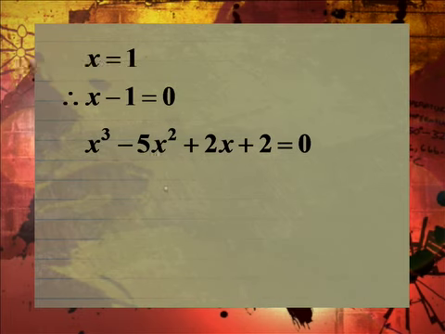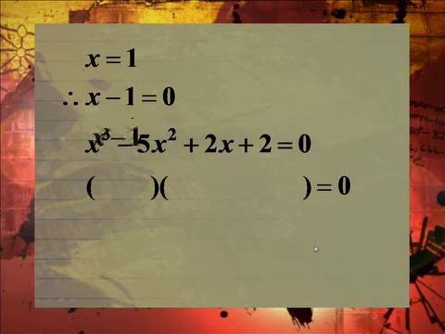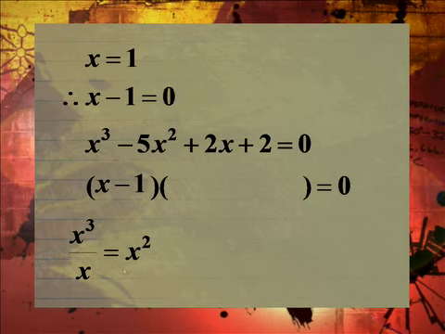Now remember, we're focusing on the x squared term. Okay, so what goes into the bracket is the x -1, which is pretty cool. Now we've got to get the x cubed, so let's divide. Okay, x cubed over x is x squared. Bring him in.